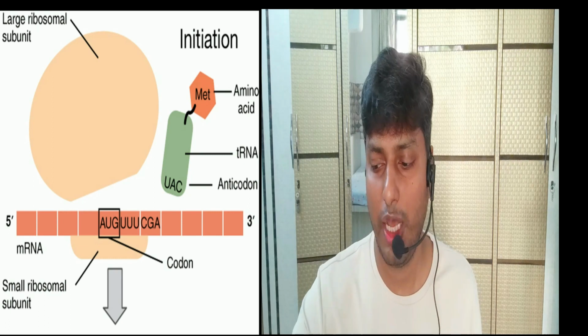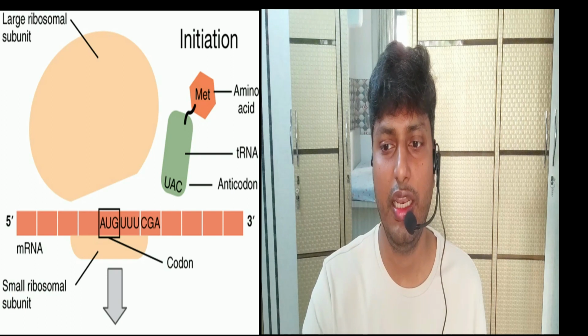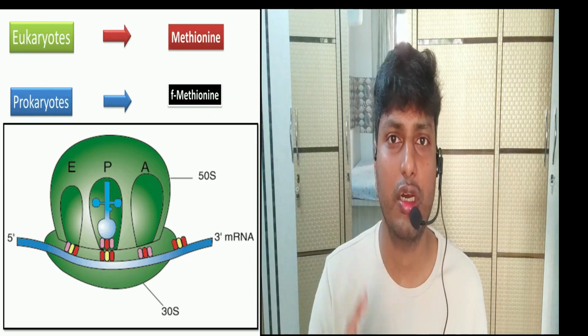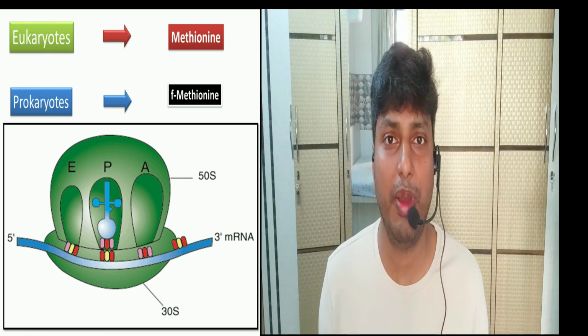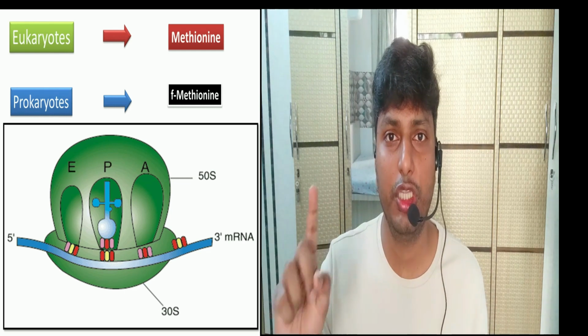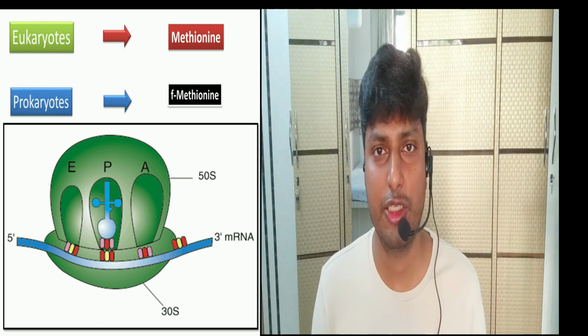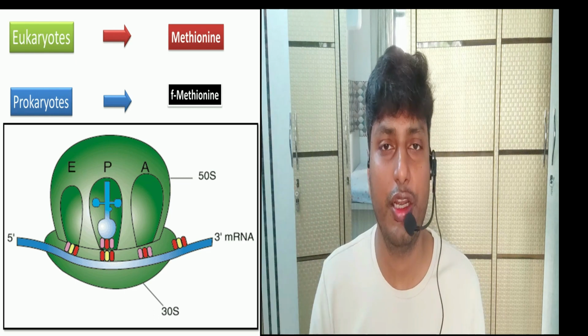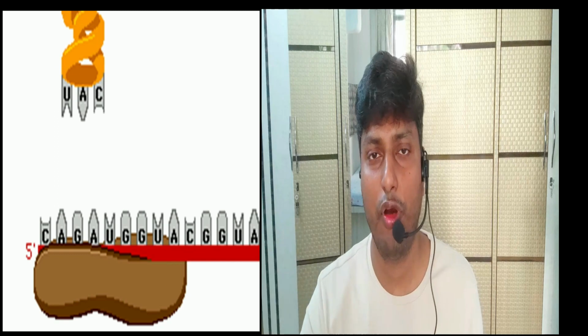Okay, so now what is going to happen? In the next step, please remember, dear students, in case of eukaryotes, the first amino acid is methionine, but in case of prokaryotes, which include the bacteria, always the first amino acid is F-methionine, wherein F stands for formyl methionine. Once the initiation complex has been formed, the process of translation will continue. That is, the tRNA will keep on coming on the mRNA, and new amino acids will keep on coming in with the help of tRNA.